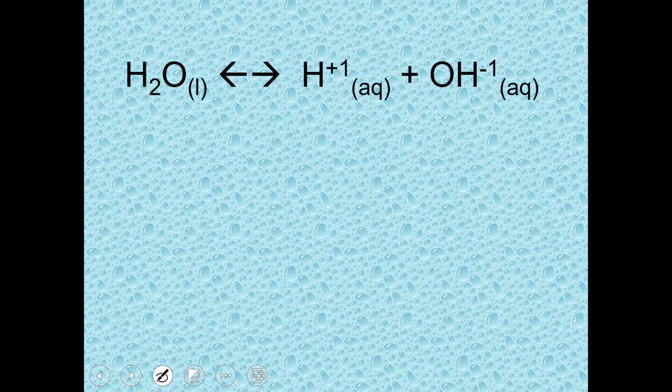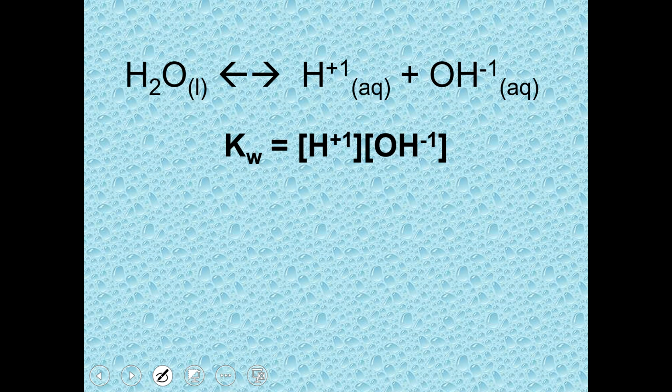Let's start off by going back to that very first lesson of acids and bases where we talked about the self-ionization of water, how water can break apart into two ions, the hydrogen ion and the hydroxide ion. Of course, it's a reversible reaction, and the ions can come together to make the molecule. This reaction can be expressed with an equilibrium expression.